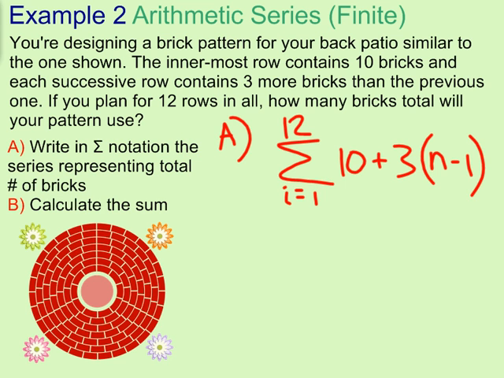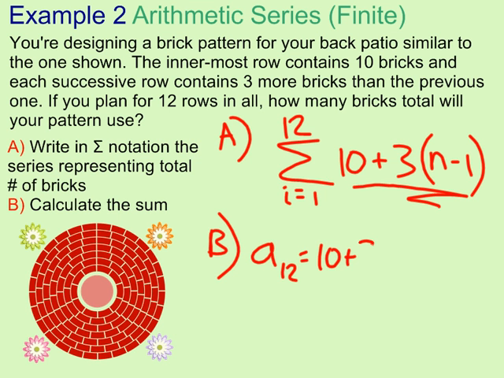All right, so for part B, where we actually calculate the sum, in the last example you're given the last term in the series. This time I have to figure it out. I'm going to use my explicit rule to do that. A sub n, which actually I know what n is. The last term is a sub 12, equals 10 plus 3 times 12 minus 1. And that's going to give me, let's see, 43.